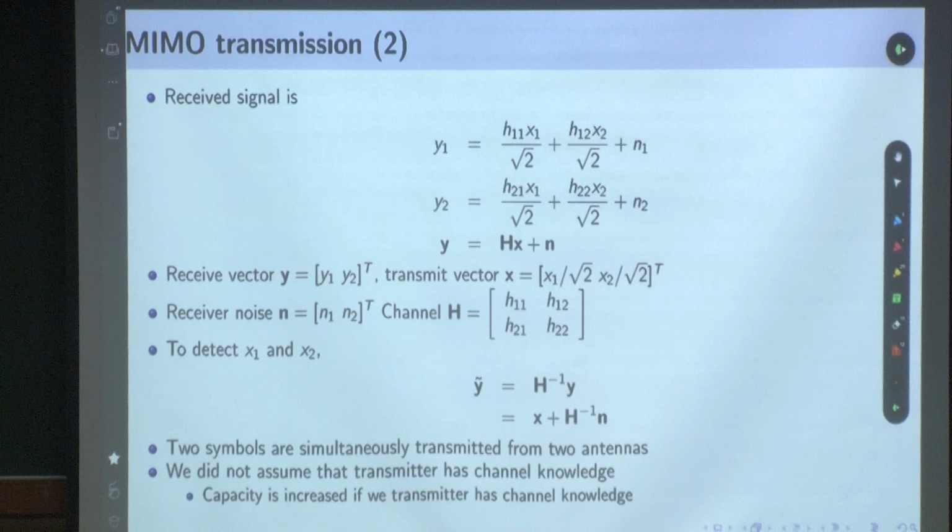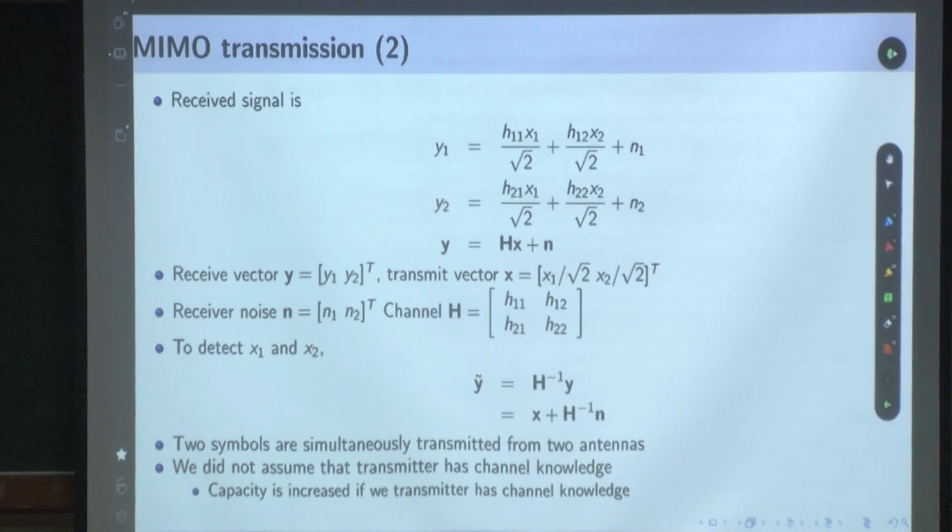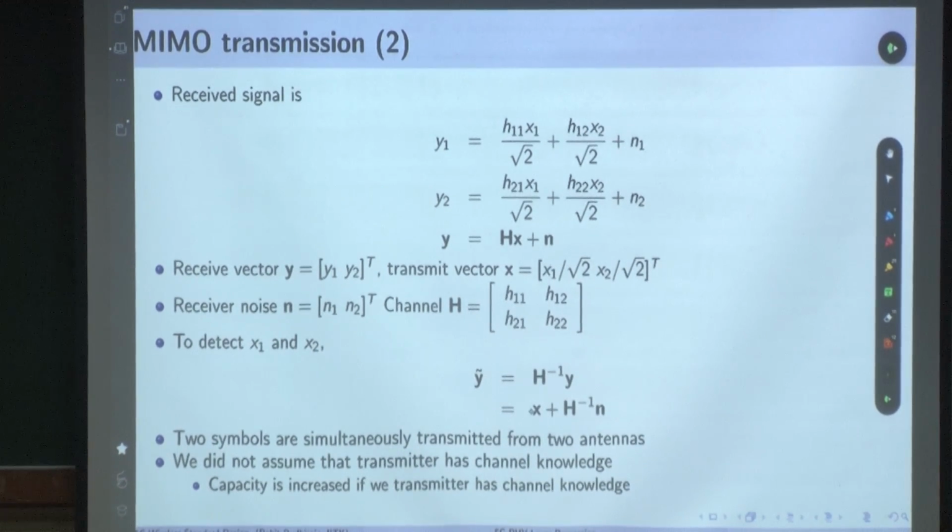And what am I saying here? Capacity will further be increased if the transmitter has the channel information. And you will see this in this case basically.